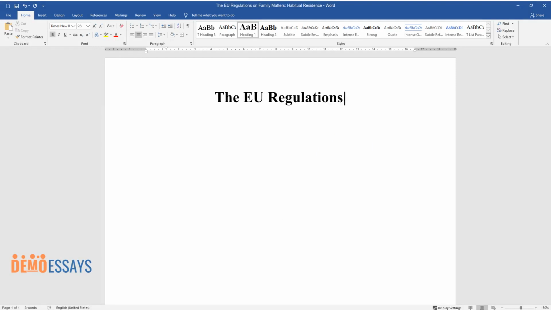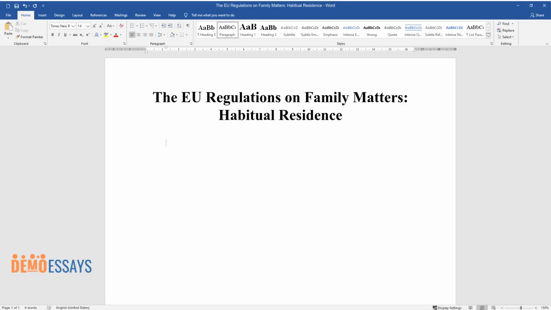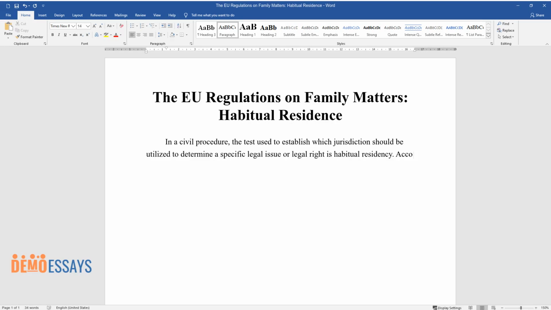The EU Regulations on Family Matters, Habitual Residence. In a civil procedure, the test used to establish which jurisdiction should be utilized to determine a specific legal issue or legal right is habitual residency. According to Dutta, the role and character of private international law has changed tremendously over the past decades.